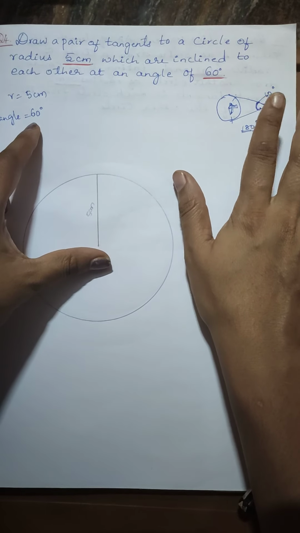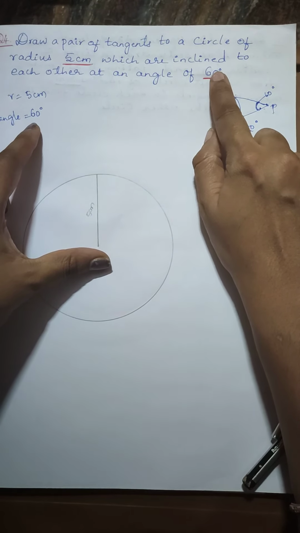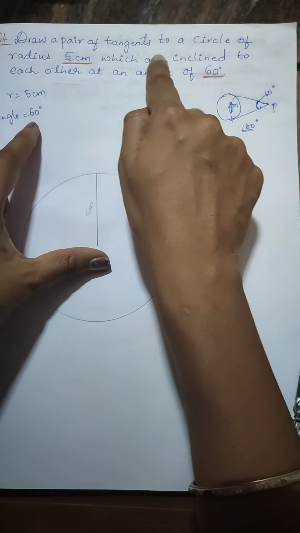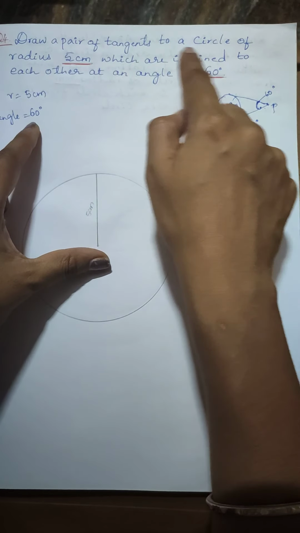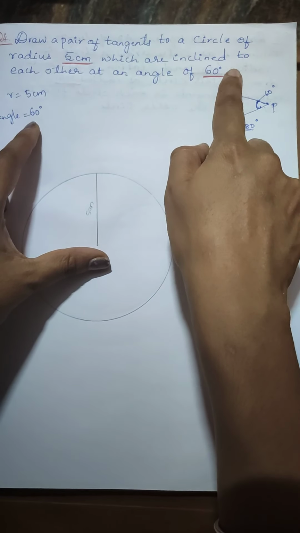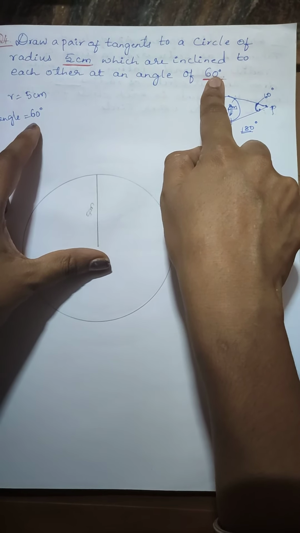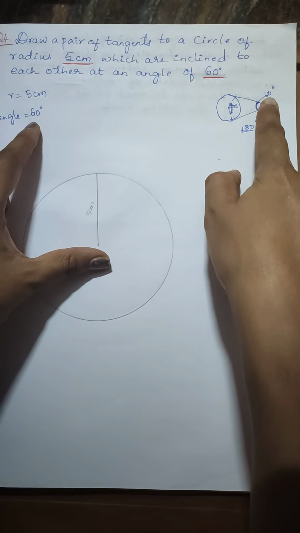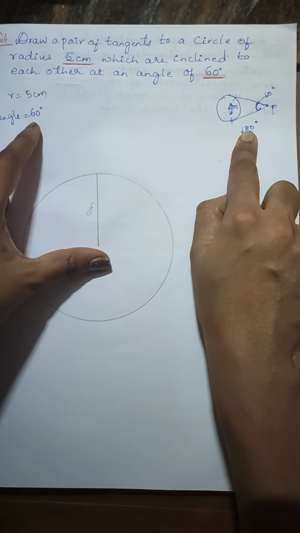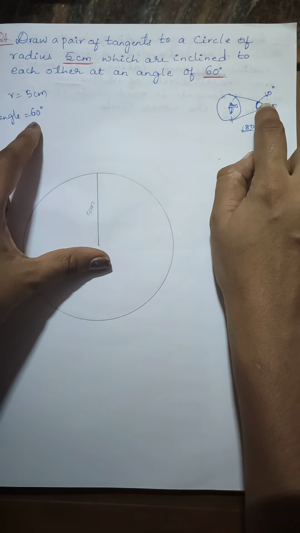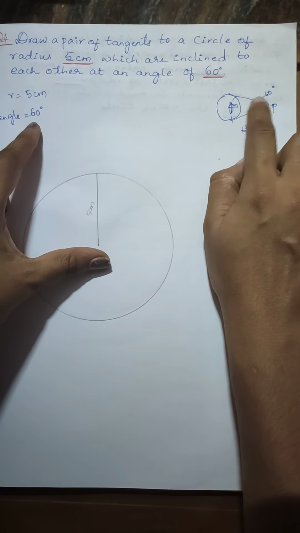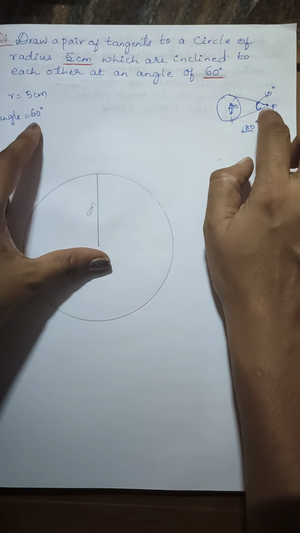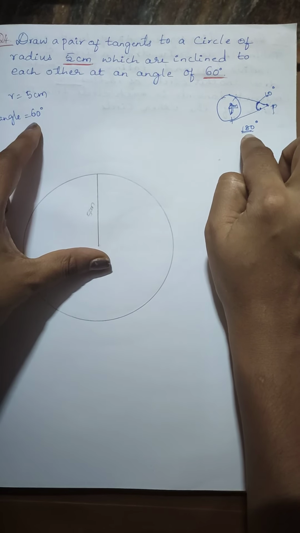But in this case, they have given the angle between the tangents. Tangents to a circle inclined to each other at an angle of 60 degree means the tangents are inclined to each other at 60 degree. So here, first you subtract 60 degree from 180 degree, because the angle between the tangents and the angle between the radii, the sum of those two is equal to 180 degree. They are supplementary.